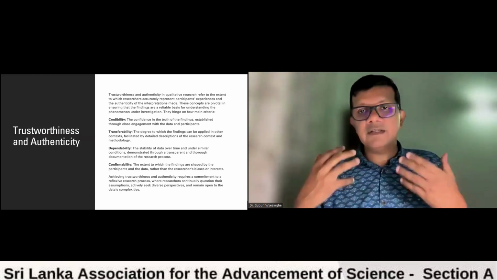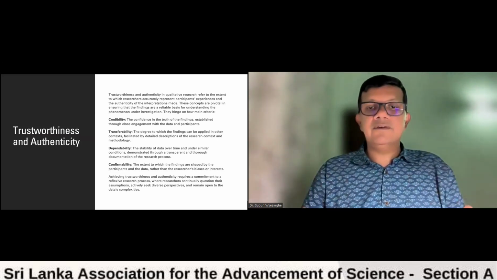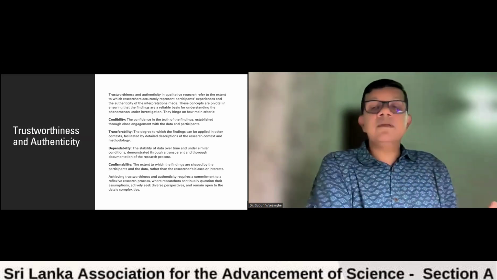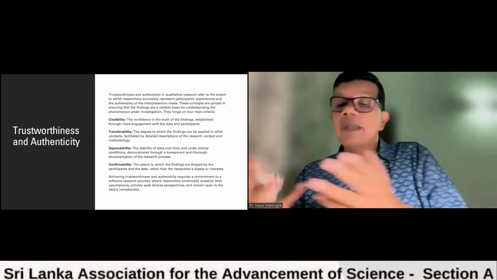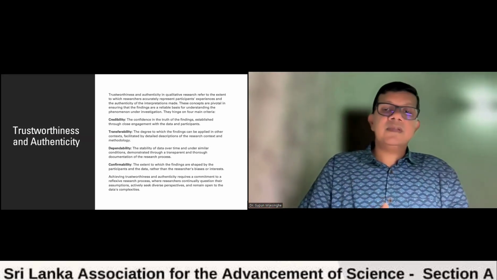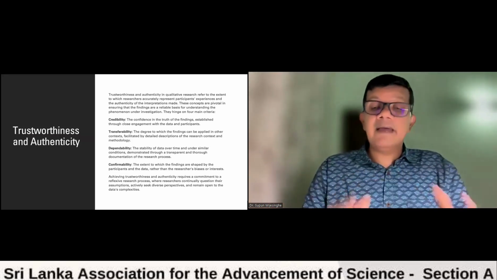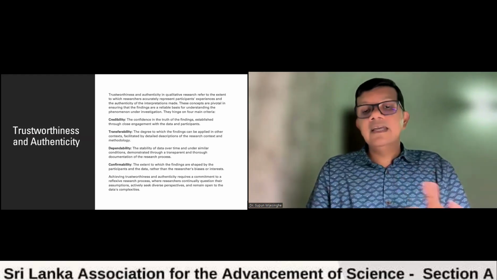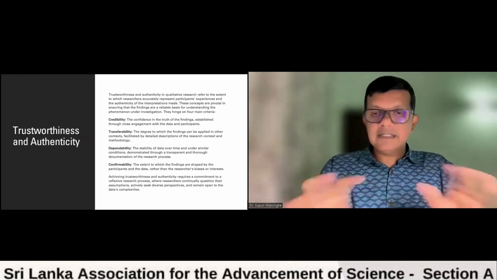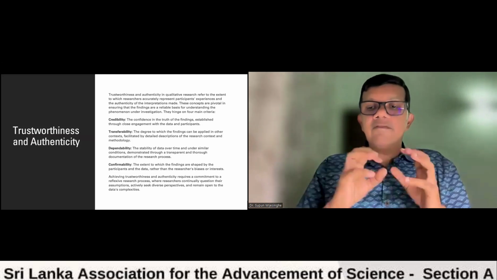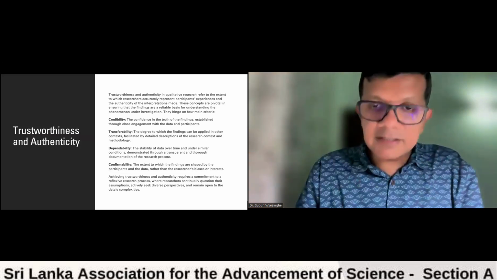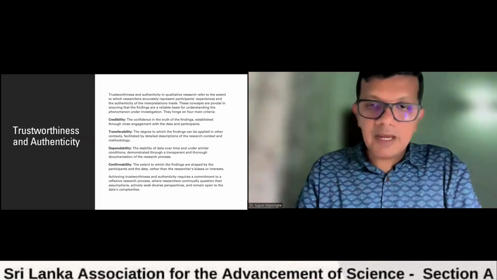Credibility is the confidence and the truth of the findings of your qualitative data. Transferability is similar to generalizability, whether you can apply it to other populations, other patient populations. Dependability is the stability of data, like reliability. Confirmability is more or less similar to validity. Findings are shaped by participant ideas, and you can confirm it.